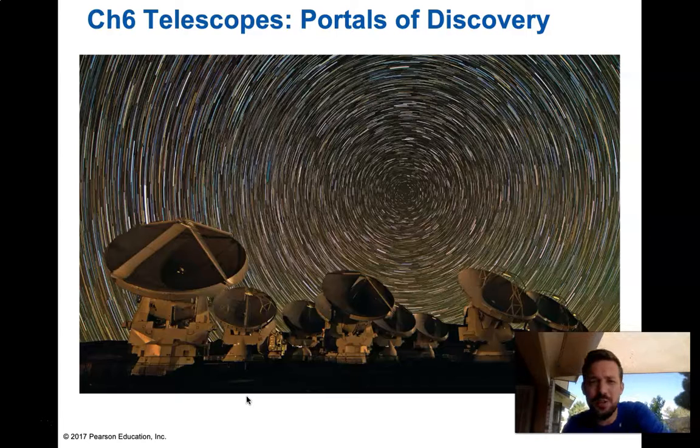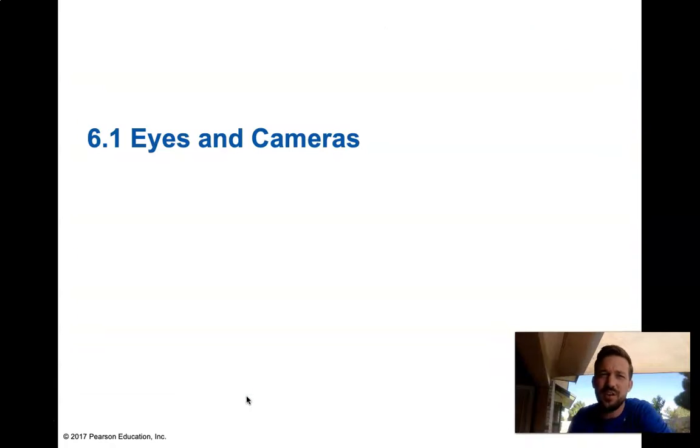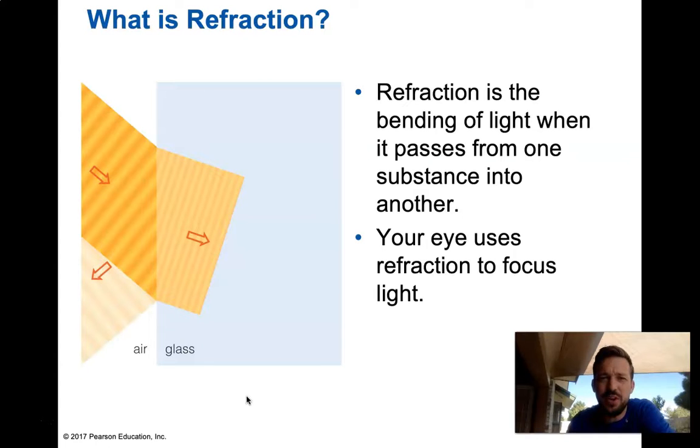Okay, so we are on chapter 6 now. We will be talking about telescopes, okay? So let's start out with 6.1, eyes and cameras. Okay, so here we go.